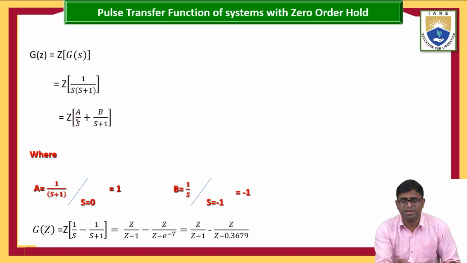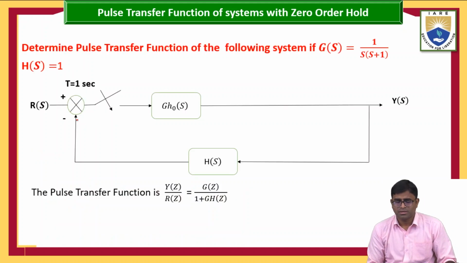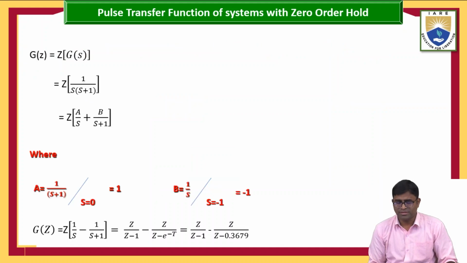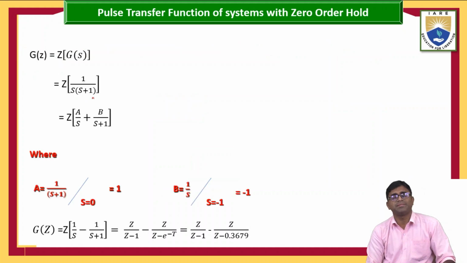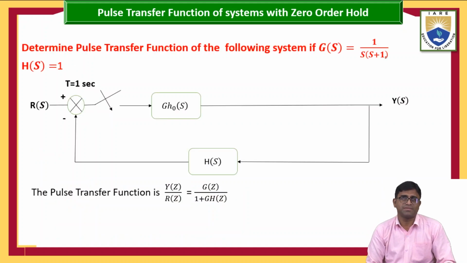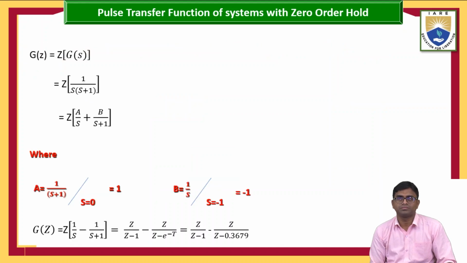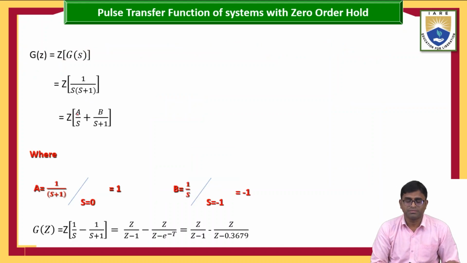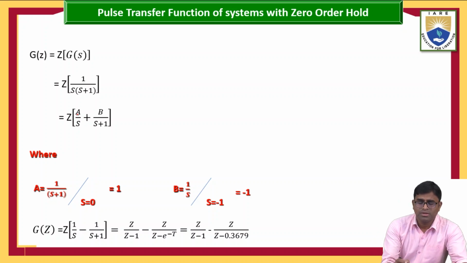That is, the function is A by s into s plus 1. This is the function 1 by s into s plus 1, and for that I am going to apply the z transform. So 1 by s plus 1. We use a simple problem, why? Because the given function is simple.